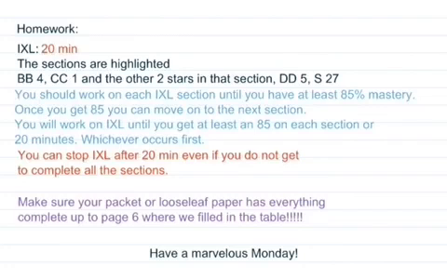Make sure that your entire packet or loose leaf paper has everything complete up to page 6 where we filled in the table.